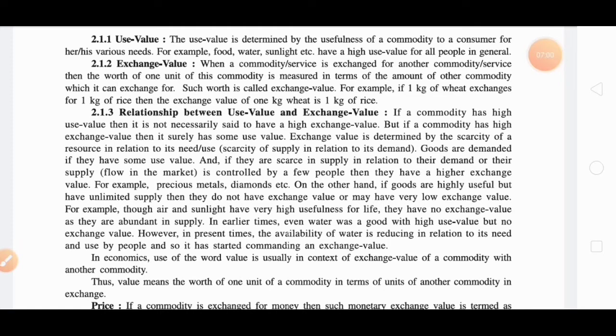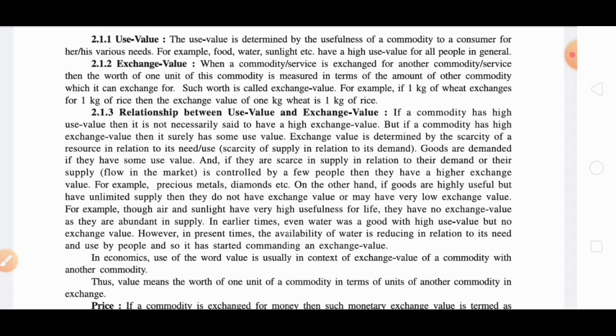The use value is determined by the usefulness of a commodity to a consumer for her or his various needs. Basically, here we are having two values. First one is a use value and second one is an exchange value. First, use value means it is determined by the usefulness of a commodity to a consumer for her or his various needs. It means the thing which is used by us will be valuable from our point of view.